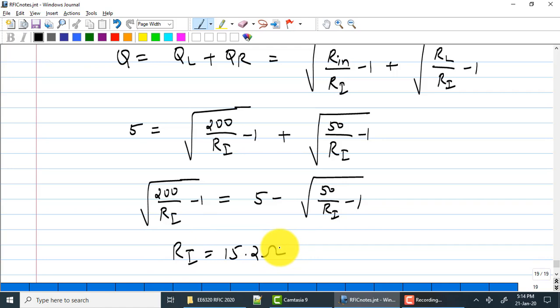2.04. But if you put in 2.04 here, will you actually get a Q of 5? One of them will not be an actual solution to the original equation. Isn't it? Because 200 by 2.04 is about 100. So root 99 is already much larger than 5. So one of them is not a solution. It actually gives you a negative root. When you add the two roots, you take the negative square root. So that is not a valid solution. So 15.2 is right.